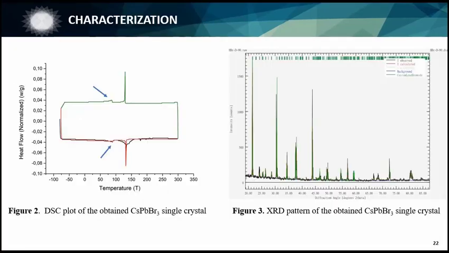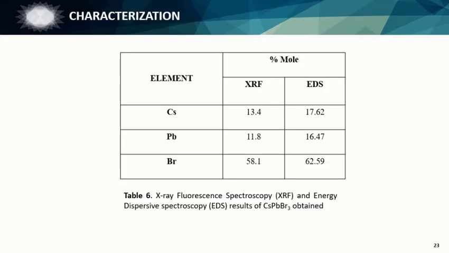Phase transitions at 88 degrees Celsius and 130 degrees Celsius in the differential scanning calorimetry plot confirm the cesium lead bromide single crystal structure. The X-ray diffraction of the cesium lead bromide we obtained shows that it has an orthorhombic structure. X-ray fluorescence spectroscopy results confirm cesium lead bromide stoichiometry.